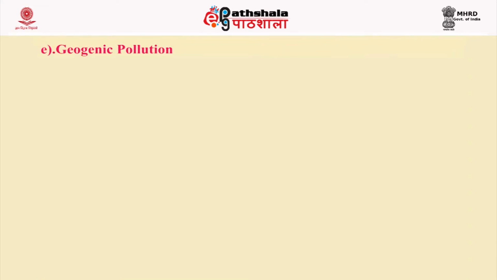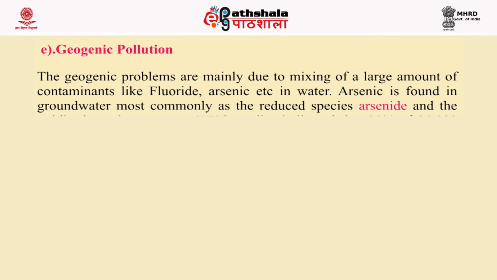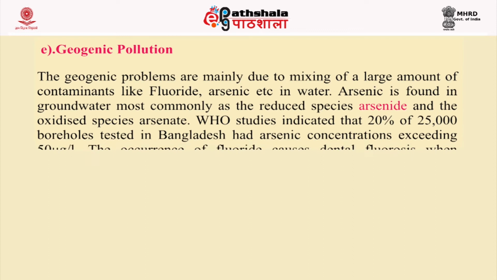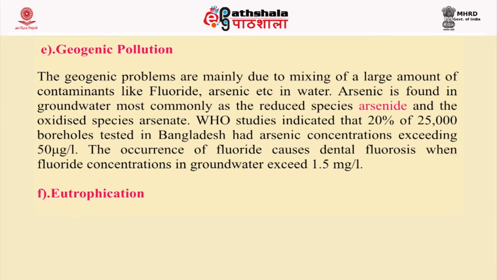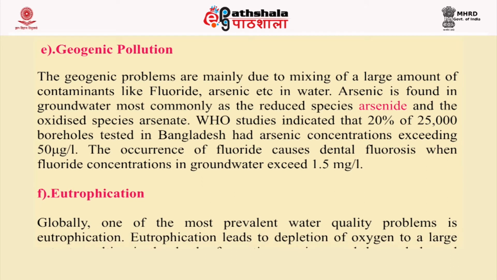Fifth factor is geogenic pollution. The geogenic problems are mainly due to mixing of a large amount of contaminants like fluoride, arsenic, etc. in water. Arsenic is found in groundwater most commonly as the reduced species arsenite and the oxidized species arsenate. WHO studies indicated that 20% of 25,000 boreholes tested in Bangladesh had arsenic concentrations exceeding 50 micrograms per liter. The occurrence of fluoride causes dental fluorosis when fluoride concentration in groundwater exceeds 1.5 milligrams per liter.